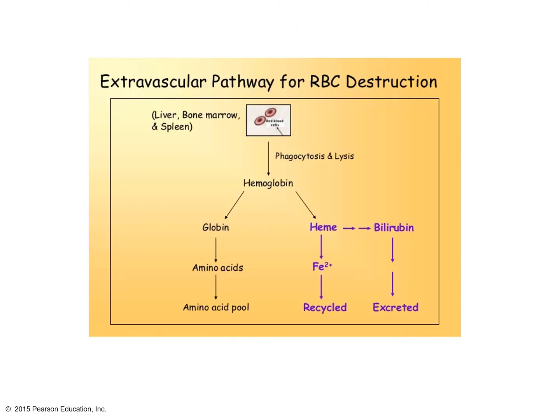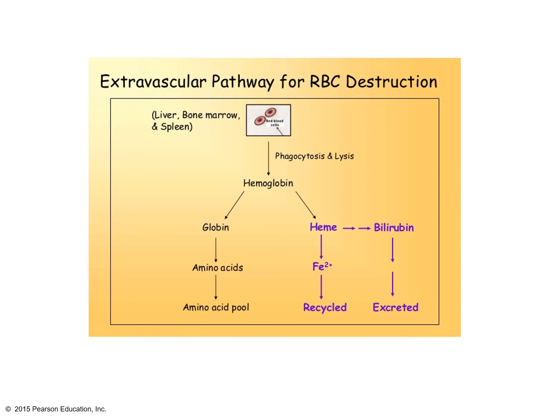Now, when we actually need to get rid of them, remember I said at the end of the 120-day life cycle, it's going to be transported either to the spleen, the liver, or the red bone marrow, where macrophages are going to break it down. It does this through a process called phagocytosis and lysis, where it's eating it apart and separating the constituent parts. As the macrophage breaks down the red blood cell, it's going to pull the hemoglobin out. Then hemoglobin is going to be separated out in the cells into globin and heme.